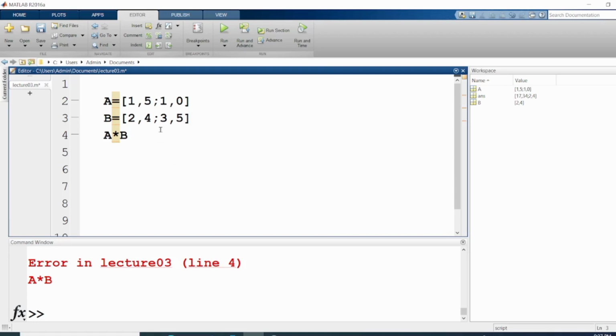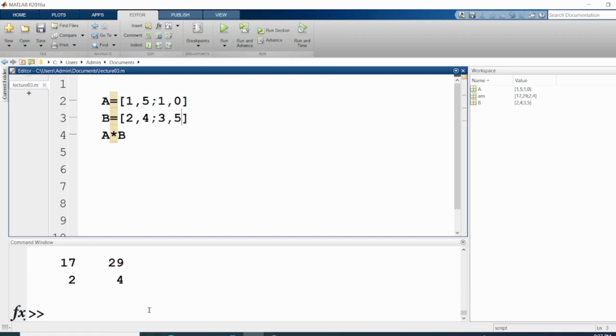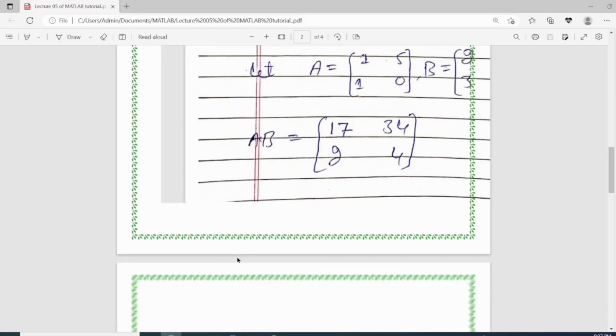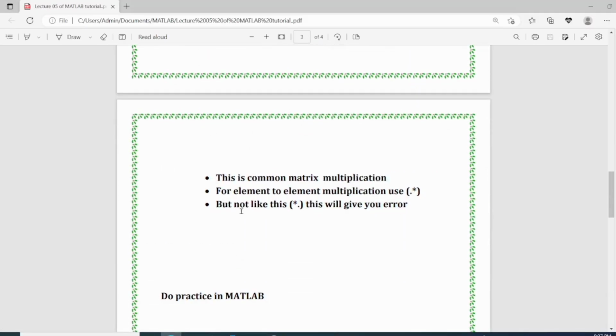Now again I have put 3 and 5 here, and now just run it. You can see the multiplication is applicable. So this is common matrix multiplication.